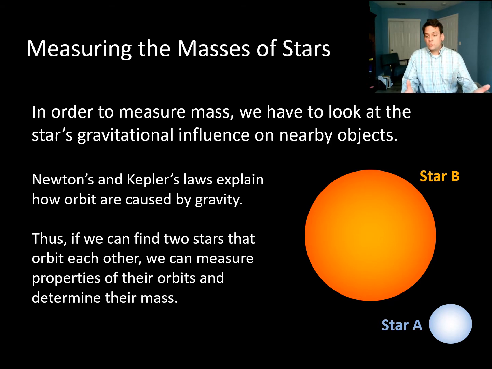So to restate that, in order to measure mass, we have to look at that star's gravitational influence on nearby objects. Okay, it's been several weeks now, so I hope you still remember that we have talked about Newton's law of gravitation and Kepler's laws of planetary motion, and they describe how orbits are caused by gravity and what those orbits are like and what their properties are. So if we can find 2 stars that orbit each other, we can measure the properties of their orbits and we can determine the masses. And so that's going to be the main plan here.